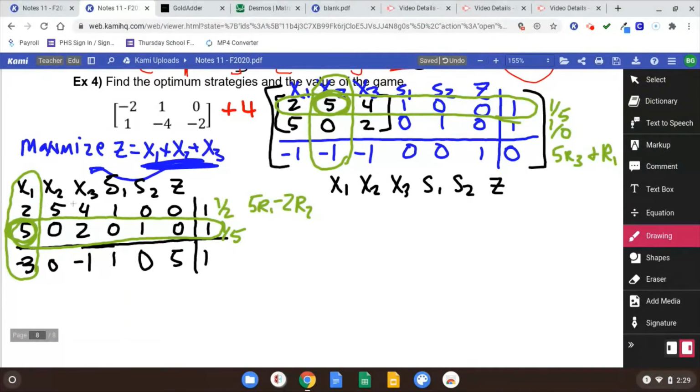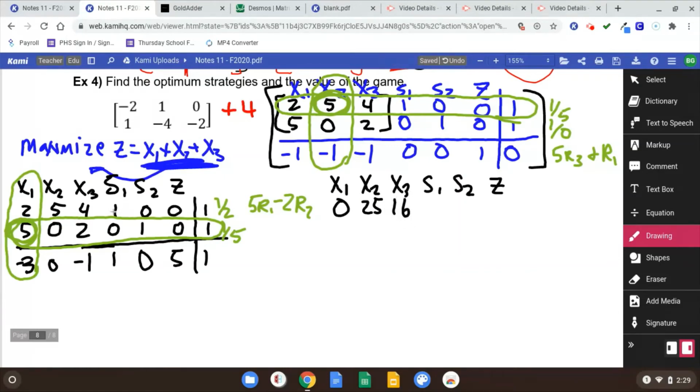We would have, what, 5 of these is 10 minus 2 of these is 10 minus 10 is 0. And 5 of these is 25 minus 2 of these would still be 25. 25 minus 0. 5 of these is 20 minus 2 of these is 4. 20 minus 4 is 16.